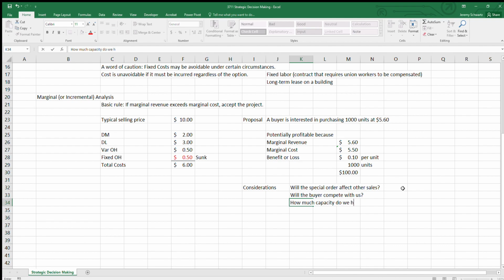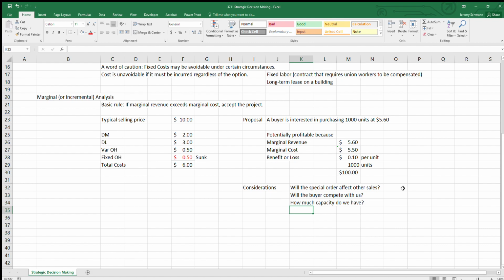How much capacity do we have? That would be another question: we can make these extra 1,000 units, but that means we're necessarily not making something else. Maybe that product would be more profitable per unit than the 10 cents a unit that we're getting here. There might be some number that would be worth it to us to examine. But if we think it's going to affect other sales, then we might just take a pass on it.